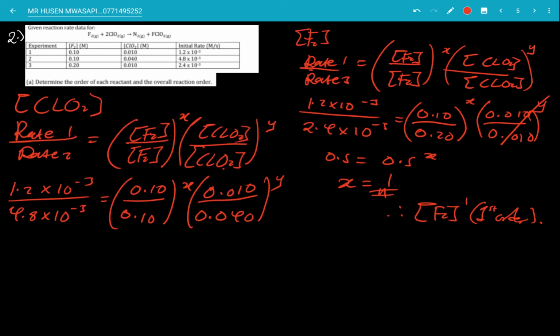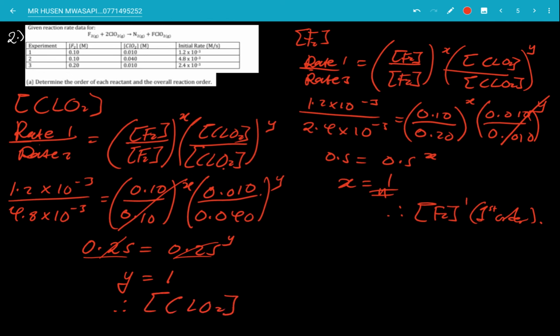So if you compute, because we know this part will cancel out, we'll have 0.25 being equal to this part. If you compute it, you will have 0.25 to the y. Since these are the same, we end up getting a 1. So y is equal to 1. So we can conclude that this reactant is also first order. So we say first order. As simple as that.